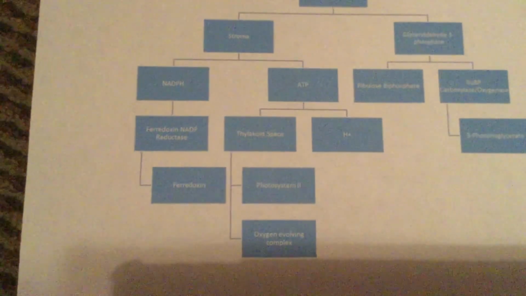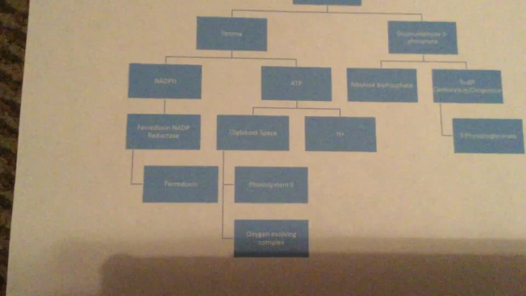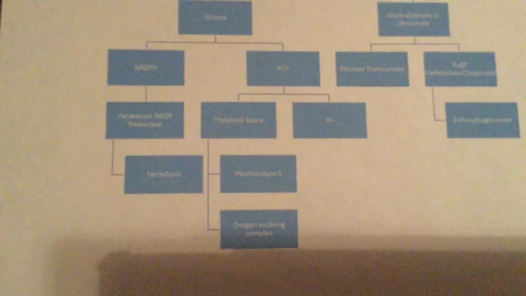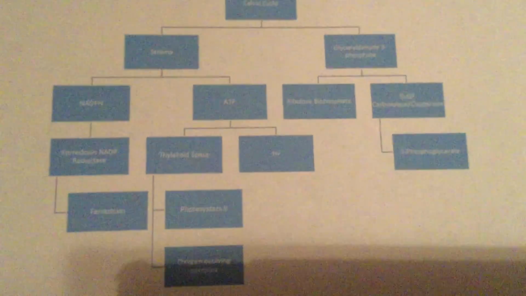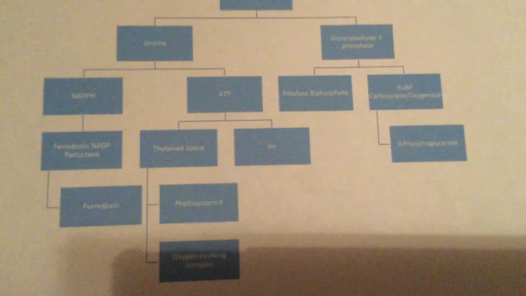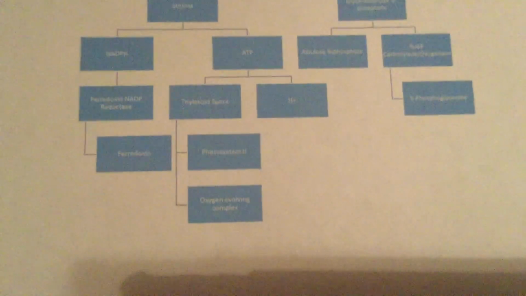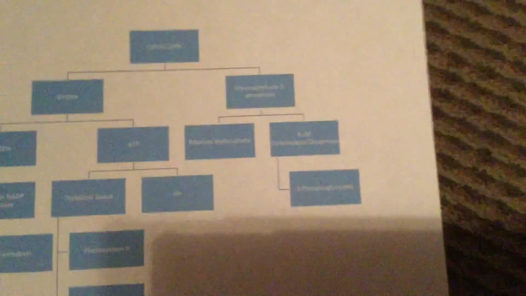And then from NADPH, I went to ferredoxin NADP reductase. And then down from there, I had ferredoxin. Then from ATP, I had thylakoid space, and then hydrogen. And from thylakoid space, I had photosystem 2, and oxygen evolving complex.